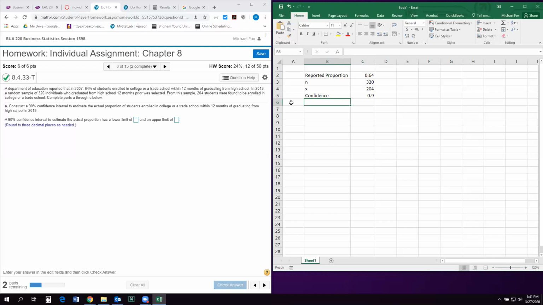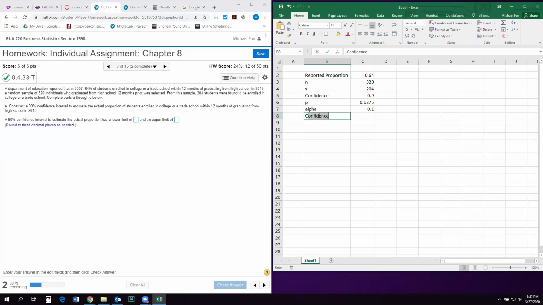The information I'm going to need to move forward is the sample proportion, which is typically called P. Sample proportion P is just the number of successes X divided by the sample size N. So there's our sample proportion. I also need my critical z-score. First I'll find my alpha. My alpha is always 1 minus the confidence level.